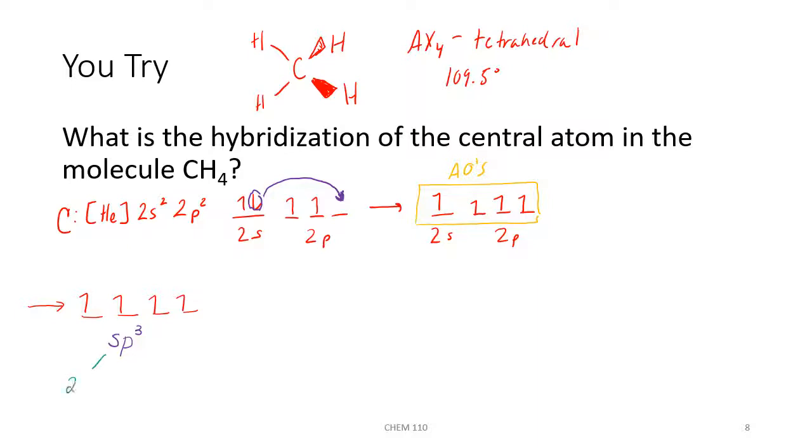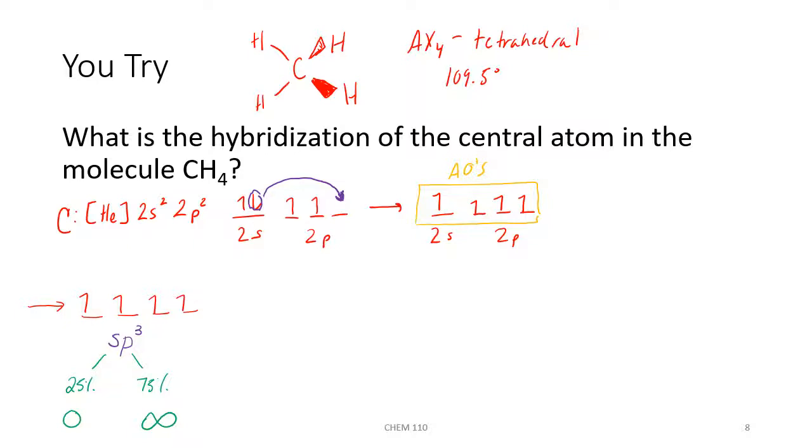Now they are about 25% s character and 75% p character. So they have a little bit more p character than our sp2 hybrid orbitals did, but they'll still essentially look like a combination of a sphere and a dumbbell shape. So carbon is using 4 of its sp3 hybrid orbitals to overlap with a half-filled 1s orbital on hydrogen in the bonding for methane.